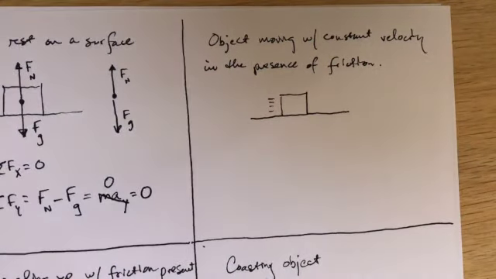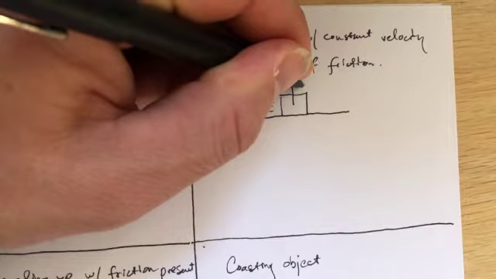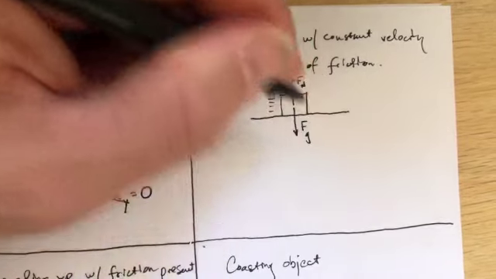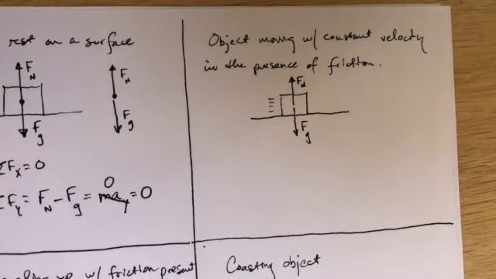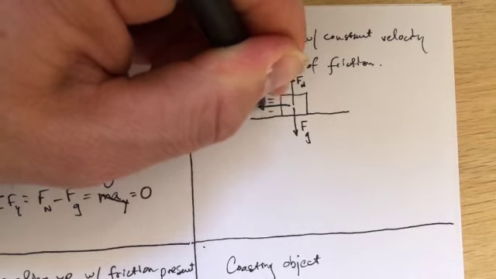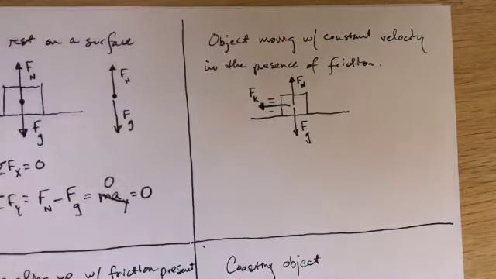Now we have an object that's moving, all right, but it's moving at a constant velocity and there is friction present. So this is a little bit more interesting. We still have the same two forces that we had before. We have F sub n, the normal force, and we have gravity pulling it down. Gravity never goes away. And we know that friction is present, and friction is going to always oppose your motion, or at least the direction that an object would want to go. And because it's moving, we know that it's kinetic friction.